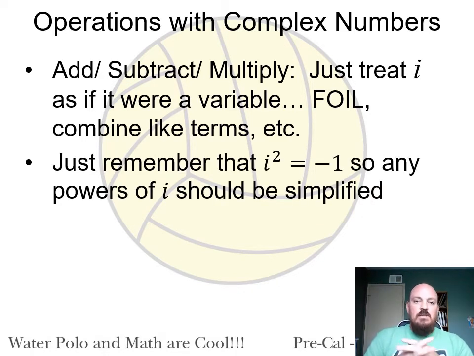Oh, and also, let's remember that i squared is -1. That basically comes from what I gave you on the last slide. If the square root of -1 is i, and you square both sides of that equation, it tells you that i squared is -1. So throughout these problems, if you ever end up with i with an exponent on it, you want to simplify that.